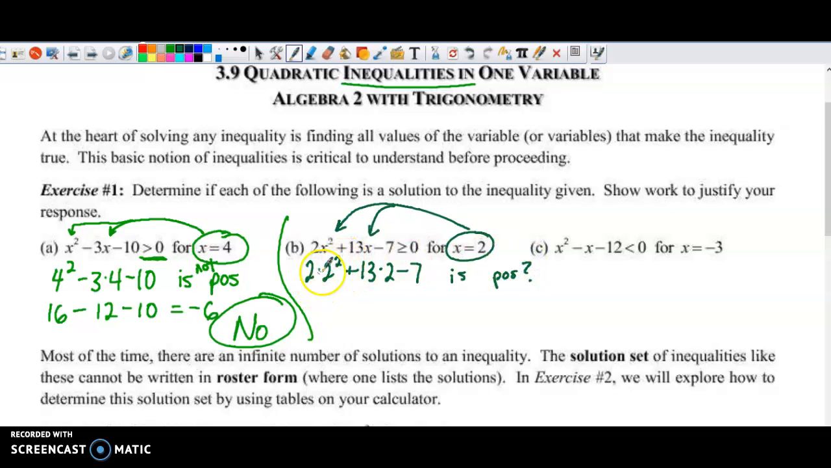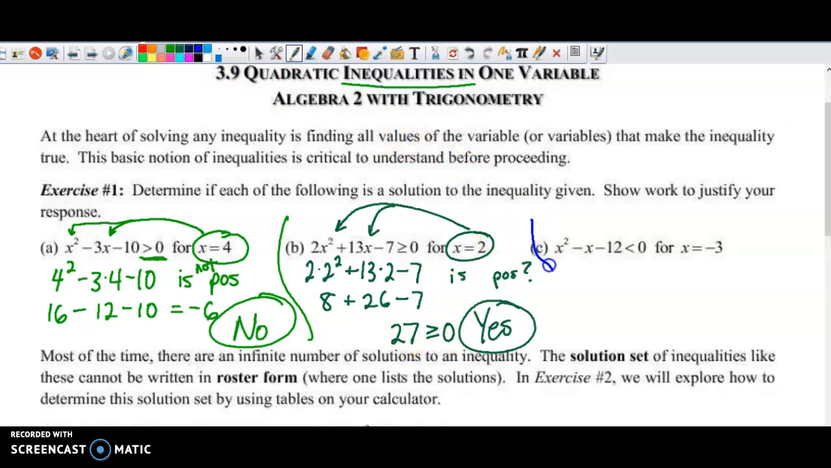Well, 2 squared is 4 times 2 is 8. 13 times 2 is 26. So that would be 34 minus 7 is, well, I don't really care that it's 27 because it is positive. So this answer would be yes. 27 is bigger than 0, or bigger than or equal to 0.